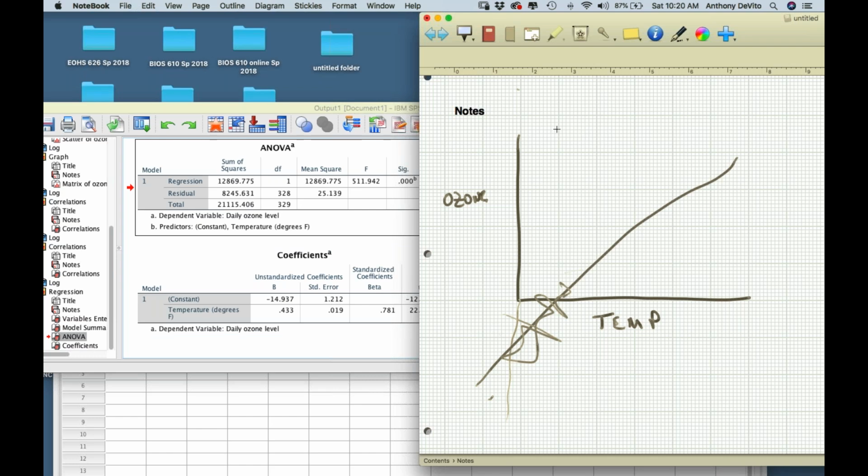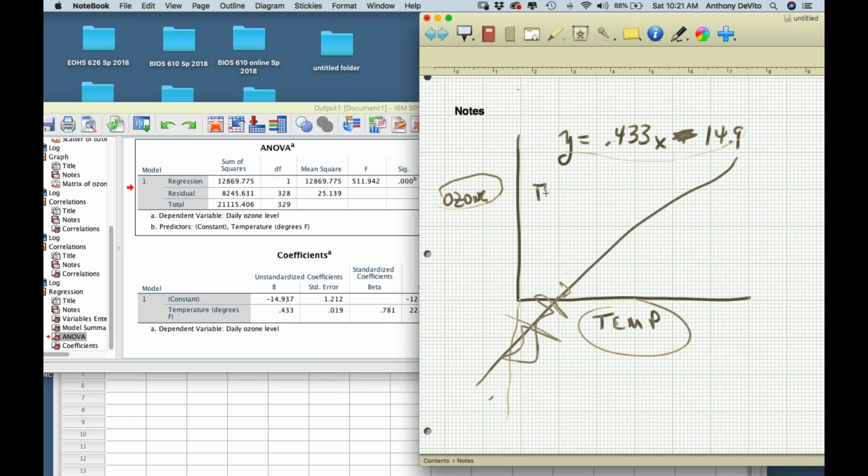So the formula that represents this line is going to be Y is equal to the slope, 0.433 times X plus, which turns out to be a minus value, minus 14.937. I'll put 14.9 for right now. This represents the relationship between temperature and ozone based on the best fit line that we drew for the graphical representation. Well, what is Y?